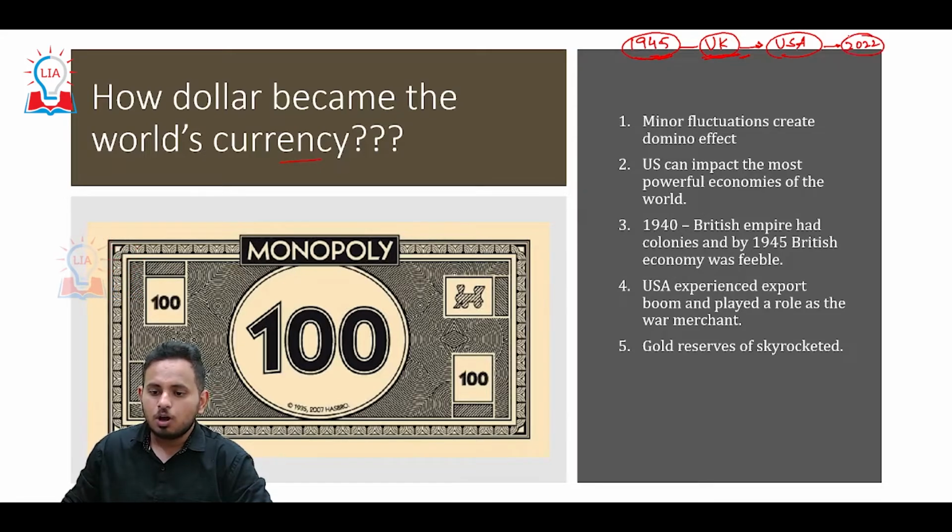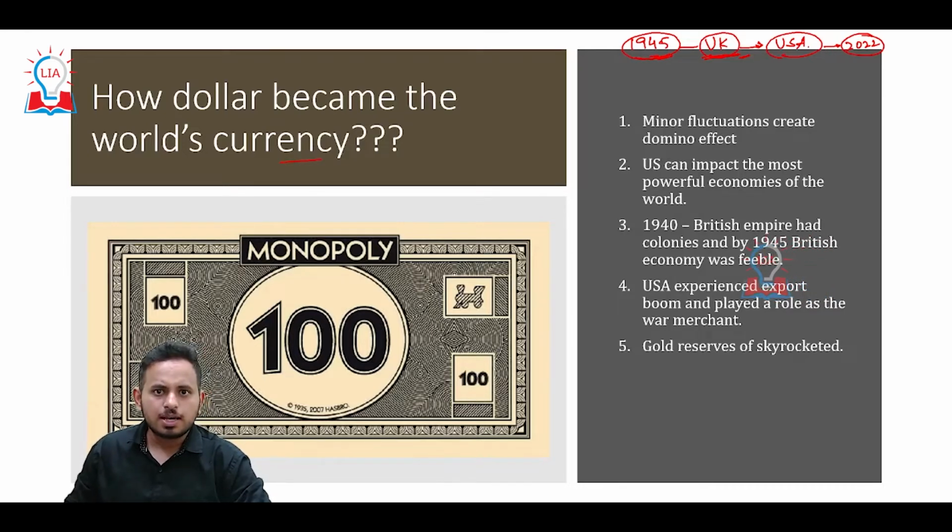And presently, in 2022, the USA is capable of toppling the economy of any country. For example, we can take the recent examples of Turkey, Iran, North Korea, and also Russia. When Russia invaded Ukraine, the USA took Russia off the SWIFT transactions, because of which the Russian economy had a big blow.